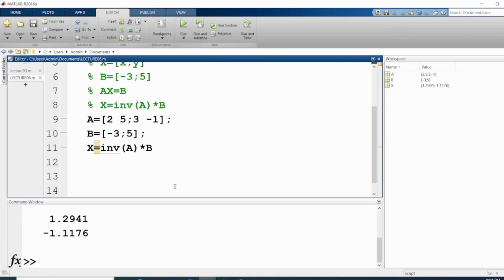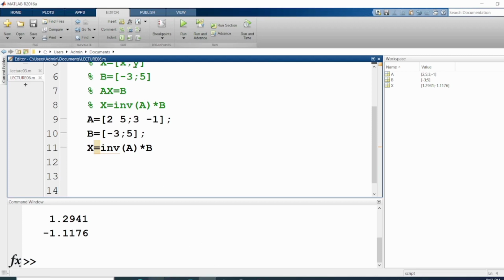Now you can see there are two values. This is X equal to the inverse of A times B. Use the star for multiplication. So 1.2941 is the value for x, and minus 1.1176 is the value for y. You can practice this manually as well. But I will show you another example, from which you will also get the importance of matrices in MATLAB.